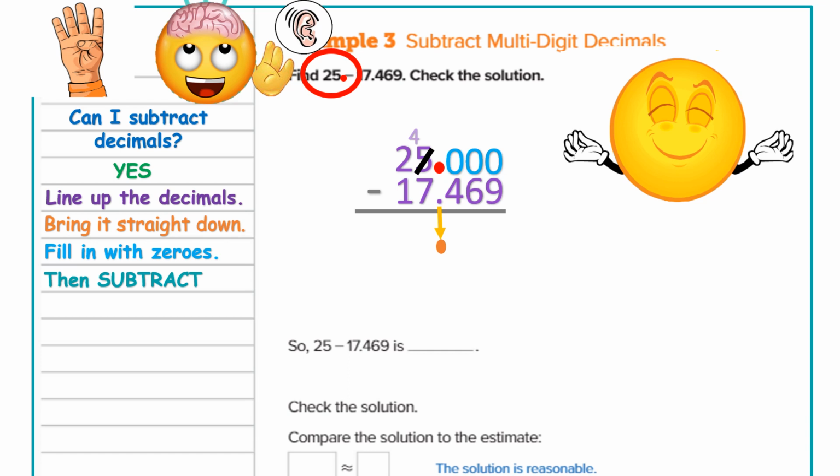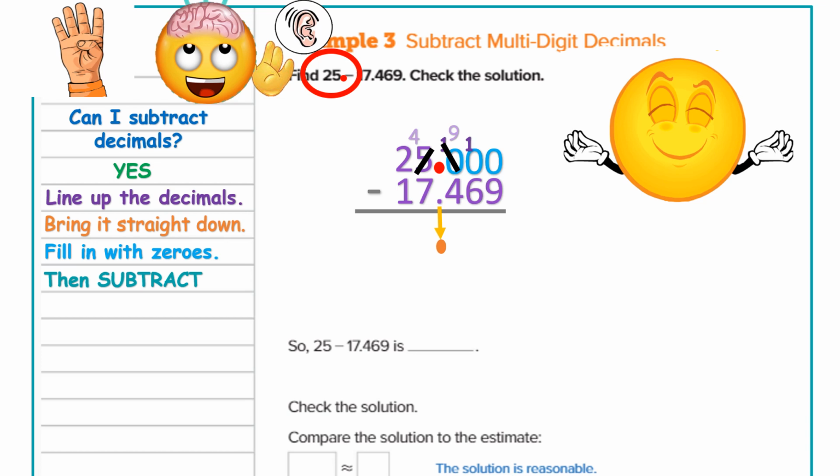I'm going to borrow from the 5, and it does become 4. So I'm borrowing a group of 10 and putting that with the 0. So I put a 1 with the 0, and that's 10. But then I know I have to borrow for the middle 0. So when I borrow from it, then it becomes a 9, and the middle one becomes a 10.